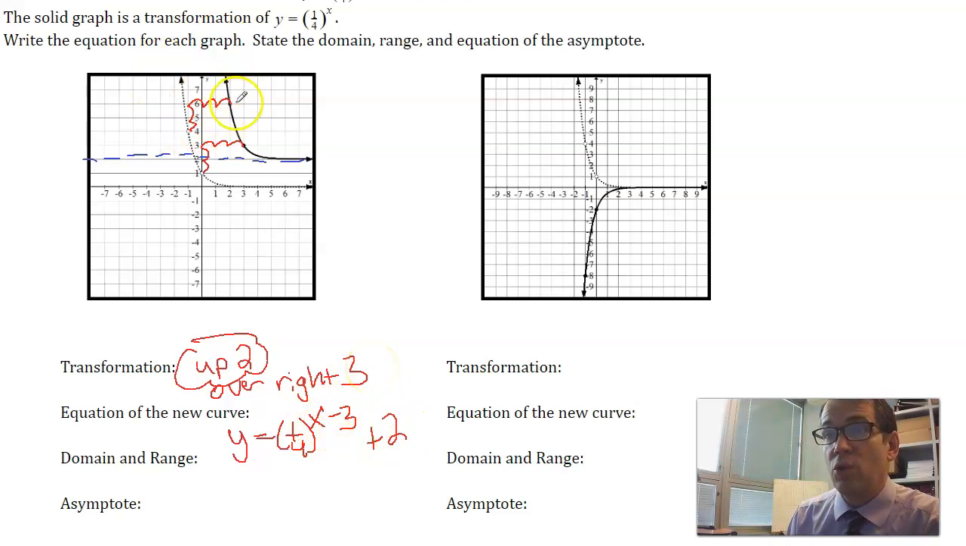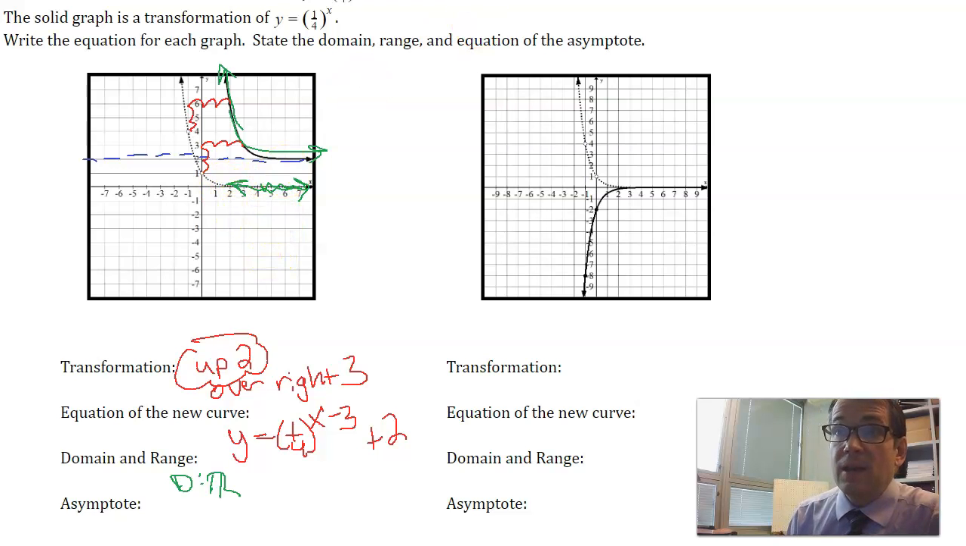The domain of the new function, I'm going to go to the right forever. I'm going to go to the left forever. There's no boundary line stopping me. So my domain is all real numbers. If I were to put that down on the x-axis, it'd be to the right with an arrow, to the left with an arrow. Doesn't really stop there.